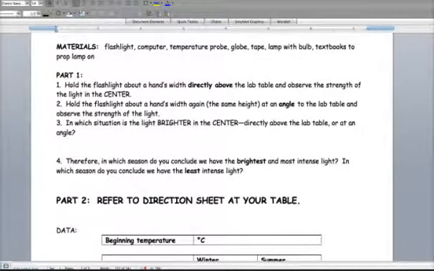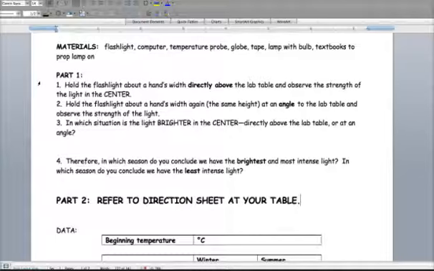Part 1 is really easy. It's very short too. It says, number 1, hold the flashlight about a hand's width directly above the lab table and observe the strength of the light in the center. Hold the flashlight about a hand's width, again the same height, at an angle to the lab table, and observe the strength of the light. In which situation is the light brighter in the center, directly above the lab table, or at an angle? Therefore, in which season do you conclude we have the brightest and most intense light? In which season do you conclude we have the least intense light?